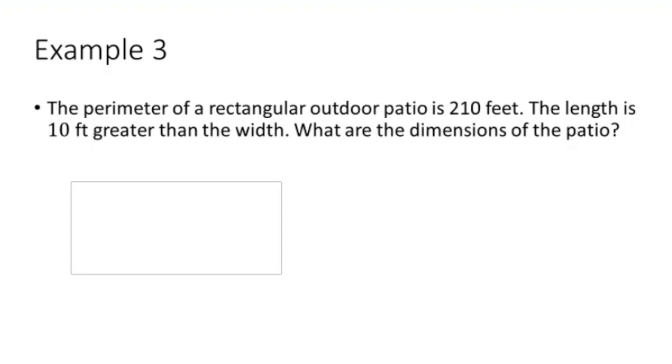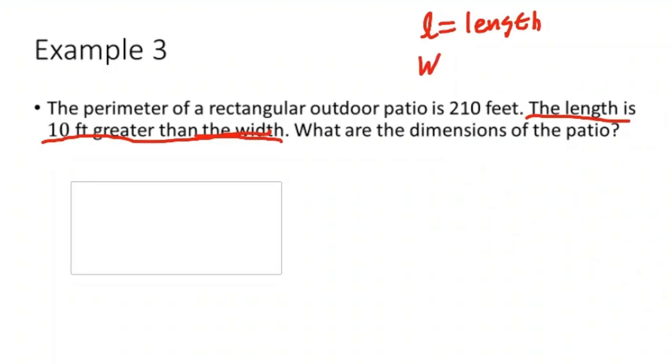Now, how do we name our variables to start setting up our equations? In this problem here, notice how it says the length is 10 feet greater than the width. If we make L the length and W the width, we're told by this statement that the length L is 10 feet greater than the width. Well, greater we would associate with addition. Length would be W plus 10.